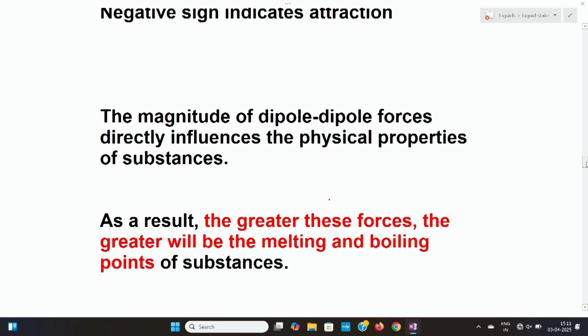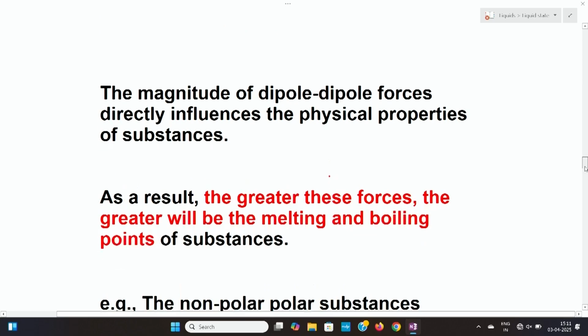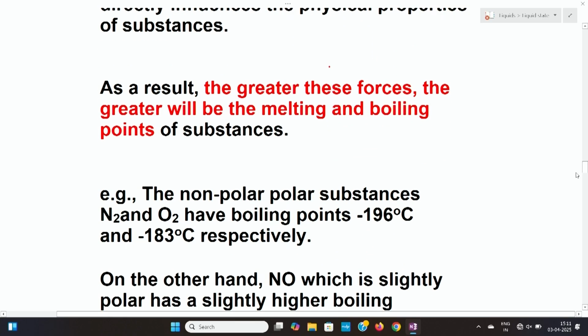And this dipole-dipole interaction has some influence on the physical properties of liquids. That is, if the molecule has greater dipole-dipole forces, then the melting and boiling points of that substance will be higher. We will see that by some examples.